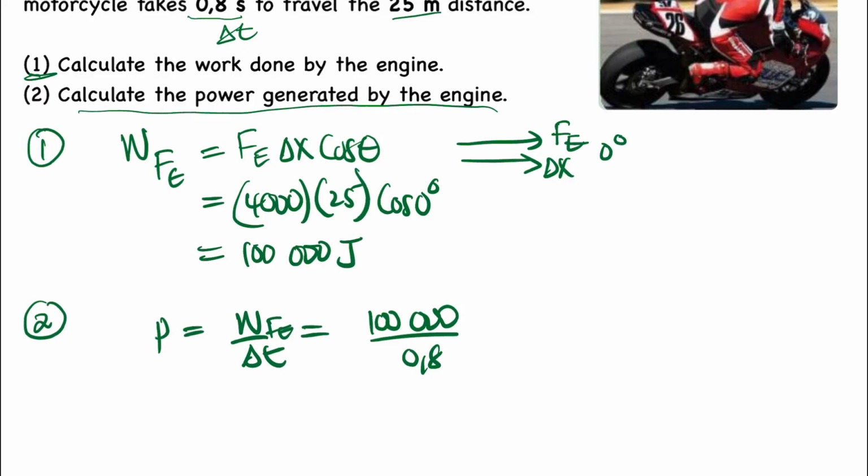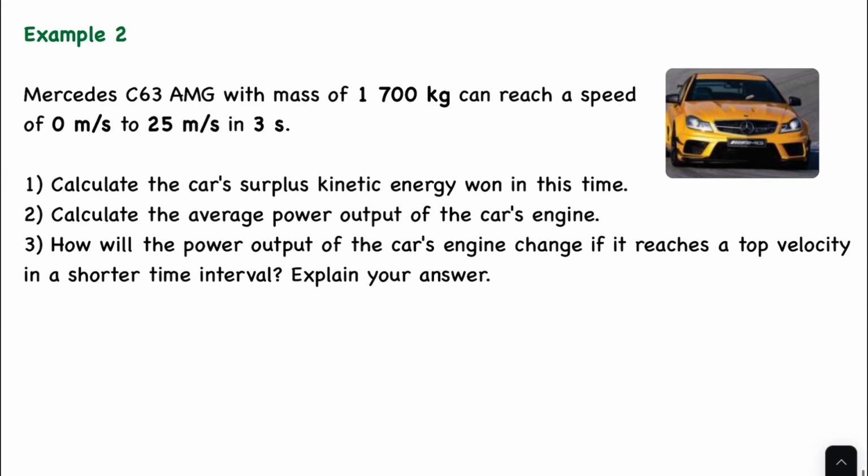100,000 divided by 0.8 seconds, it's going to be 12,500 watts. We can change that if we want to, but we're not told. We can change that into kilowatts. We divide by 1000, so it's going to be 12.5 kilowatts. Those are the units for power. You can leave it here or you can leave it there. Let's look at example 2.